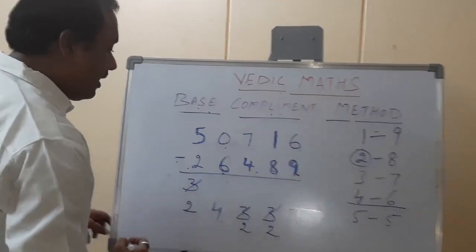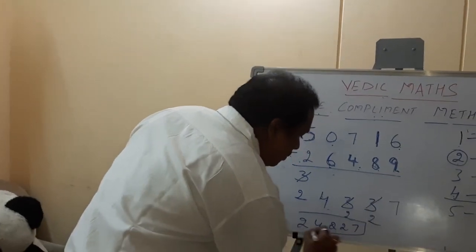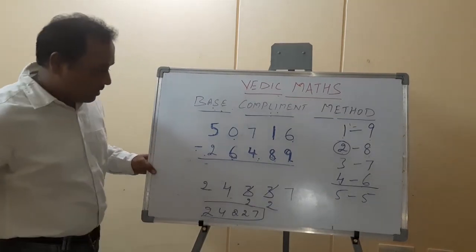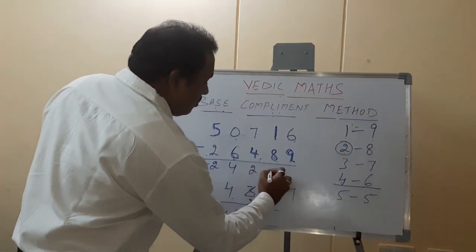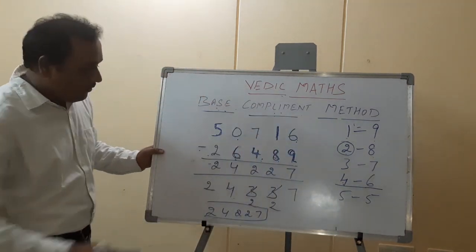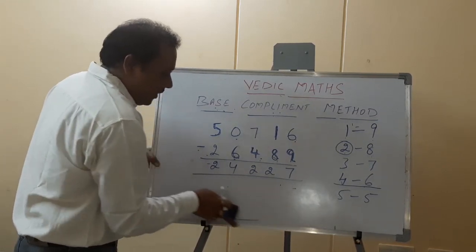So what is the final answer? What I am getting here? 2, 4, 2, 2, 7. 2, 4, 2, 2, 7 is the answer. Let me write neatly. So the right answer will be 2, 4, 2, 2, 7. Very easy method. So here we haven't borrowed anything. It's a very easy method.